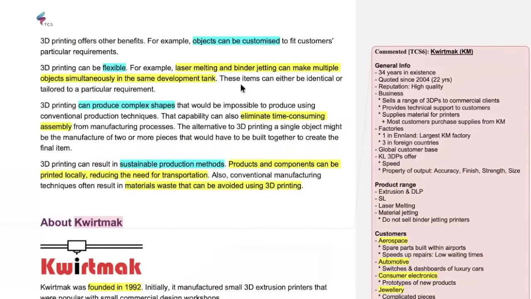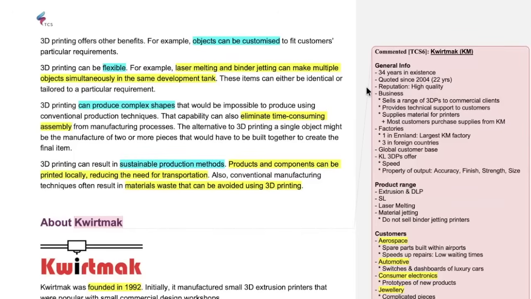So having said that, let's try to understand what your company is about. As you know, this time's company's name is Kwirtmak, and looking at the general information contained within your pre-seen, we have been in operation for the past 34 years, which is a significant strength of the business, because when a company has been in operation for 30 odd years, it leads to good reputation because everyone knows us. And at the same time, we were quoted in the year 2004. So for the past 22 years, we have operated as a quoted company.